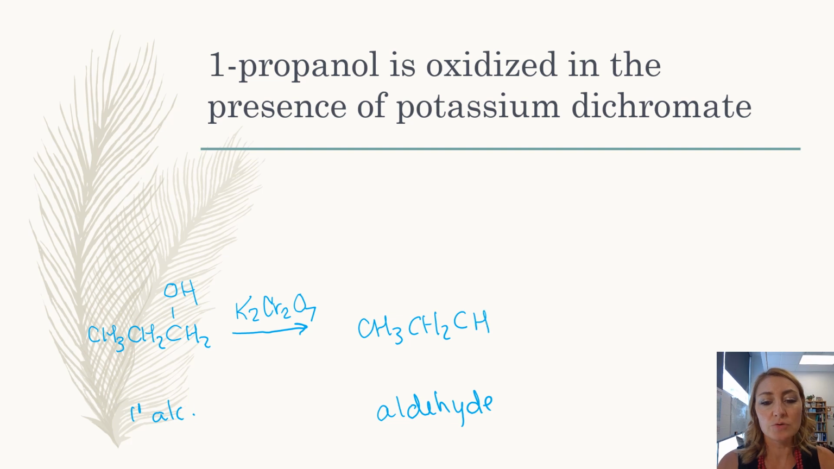Okay, so we removed one of my carbon hydrogen bonds, and we replace it with a carbon oxygen bond, forming that carbonyl, or that double bond between carbon and oxygen. And for practice, this is a 3-carbon aldehyde. So this would be propanal.